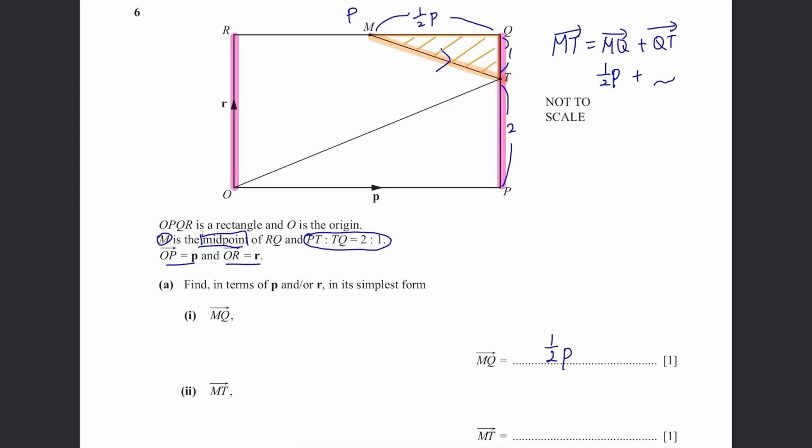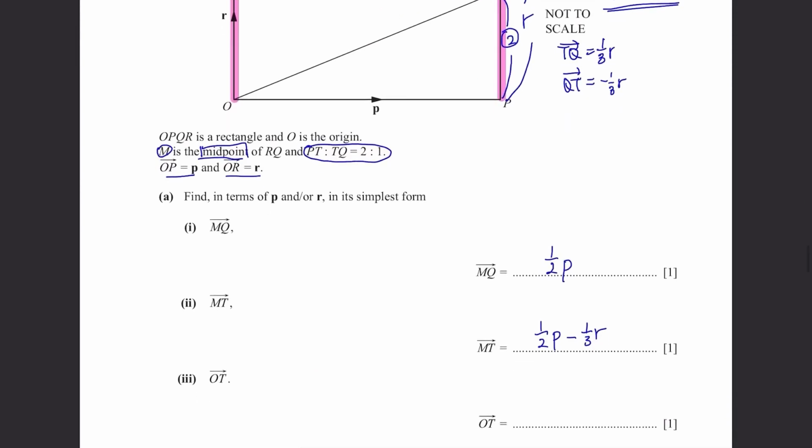Again, QP line is parallel to RO, so that makes QP r as well. They said PT to TQ is 2:1, so that makes TQ, or QT, 1/3 of this whole section. So TQ is 1/3 of r, but since we need to find QT in the opposite direction, change the sign in front of it and it becomes -1/3 of r. Finally, MT is MQ plus QT, so it's half p minus 1/3 r.